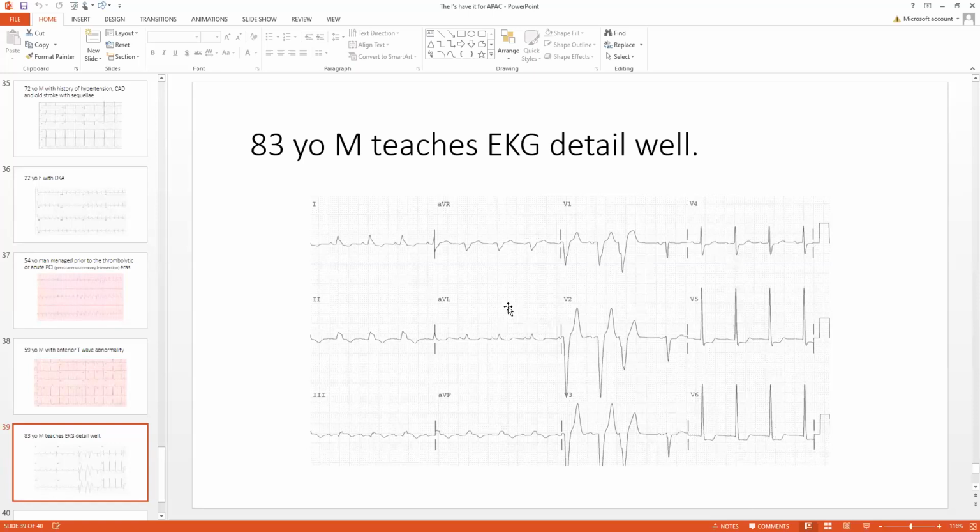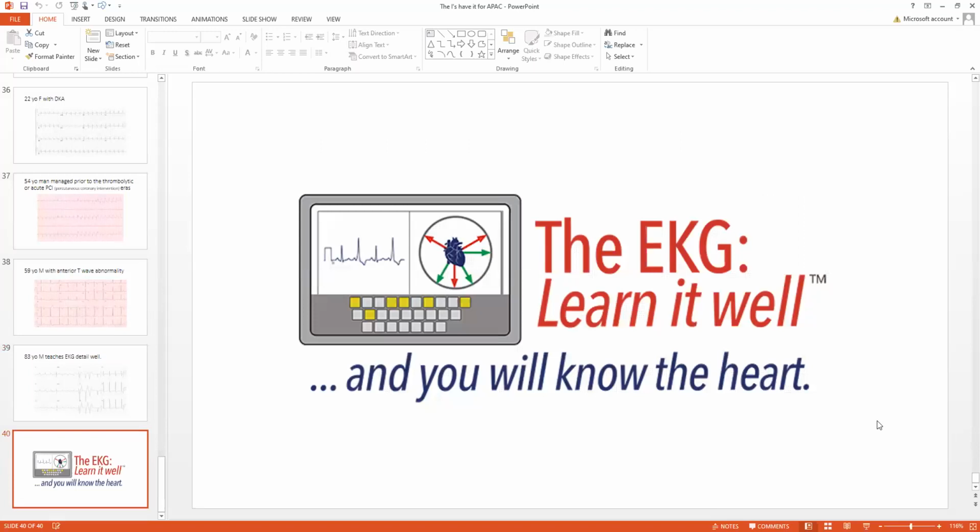Now, if the patient were to have left bundle branch block throughout this recording, you would never be able to call left ventricular hypertrophy because in the presence of left bundle branch block, there are no criteria for diagnosing left ventricular hypertrophy. So this EKG gives us lots of the detail about left bundle branch block and what you can and cannot diagnose and how to diagnose it. So the EKG, if you learn it well, you'll know the heart.